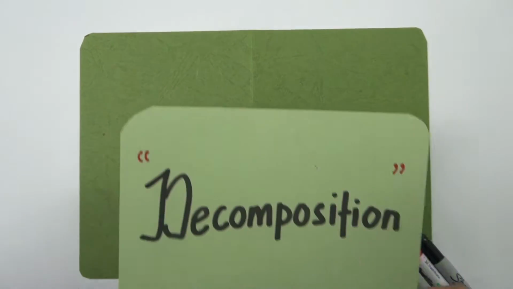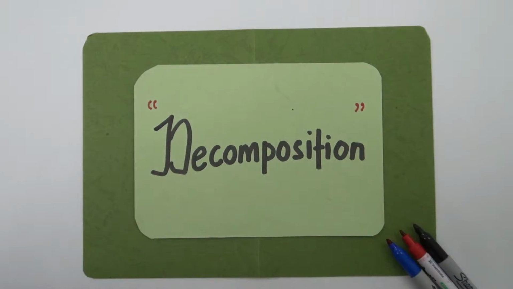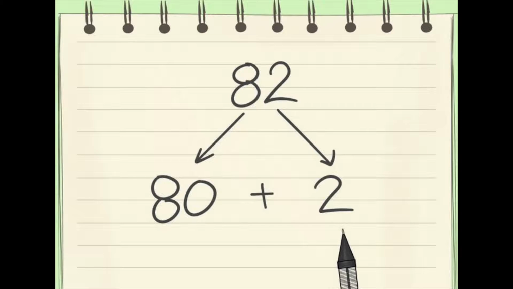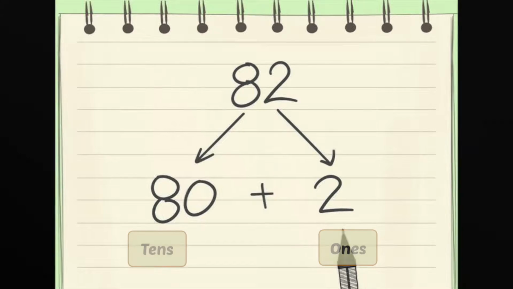I will be introducing the first strategy called decomposition. The decomposition method is also known as break it up. It's a method that needs to break numbers down to place value, like tens and ones.